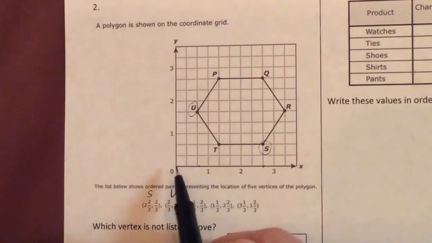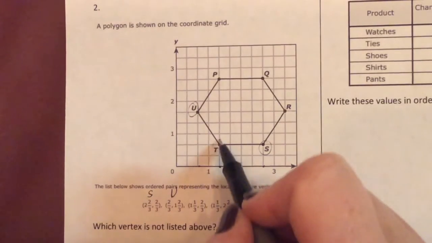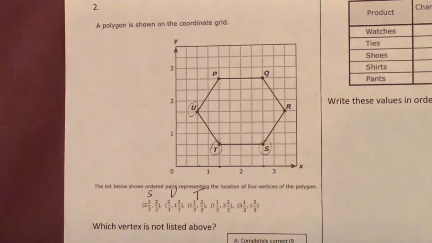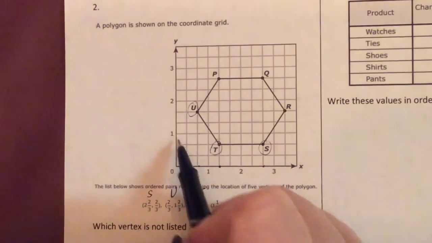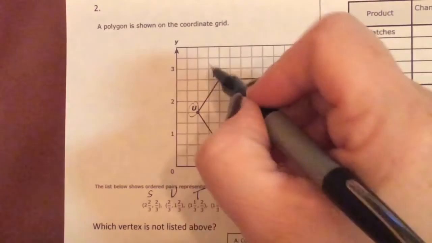Now 1 and 1/3, so I go over 1 and 1/3 more space and up 2/3. That's just 2 of those squares. That's T. 1 and 1/3 over, so 1 and 1/3, and then up 2 and 2/3, so up 2, and then 1, 2 more squares. That is point P.